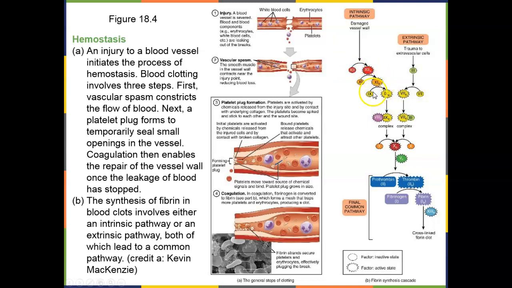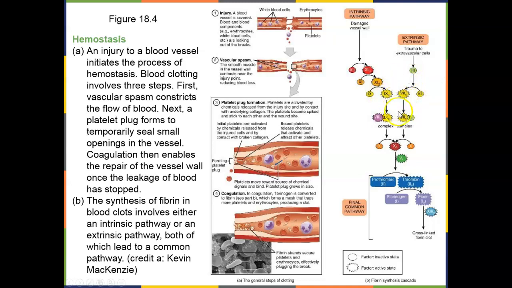This is factor 9. Factor 12 is converted to factor 12A, which converts factor 11 into factor 11A, which converts factor 9 into factor 9A. So do you see how that works? I don't care if you know all of these. These are just clotting factors that are produced also by the liver. Over here we have trauma that's external. So we have factor 3 that converts factor 8 into factor 8A, I think, again.